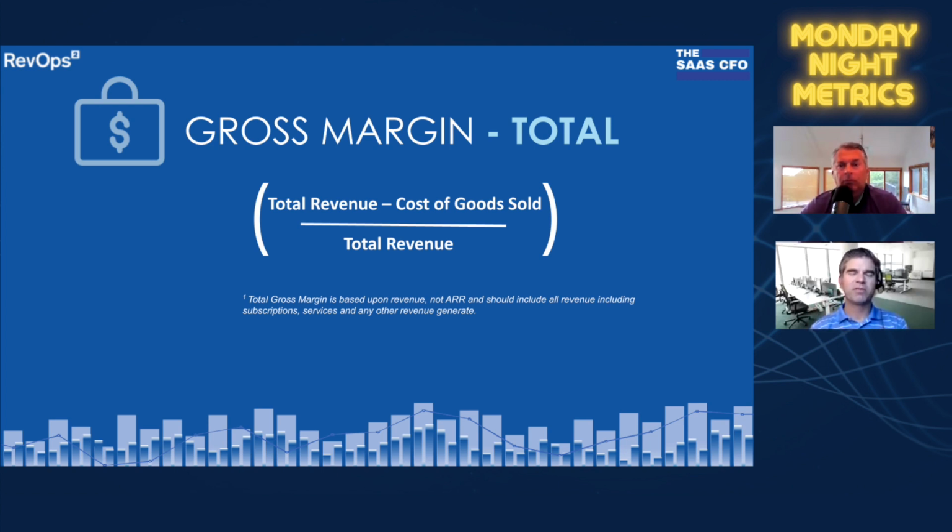SaaS. There can be many forms, but cost of goods sold equals tech support, customer success if they don't sell, if they don't have a quota, services, and then DevOps. And by DevOps, I mean hosting third-party products embedded in your software to make it work. So that's what I consider pure play SaaS. Now, you may not have a service component, so that may be missing. But again, COGS: tech support, customer success, services, and DevOps.